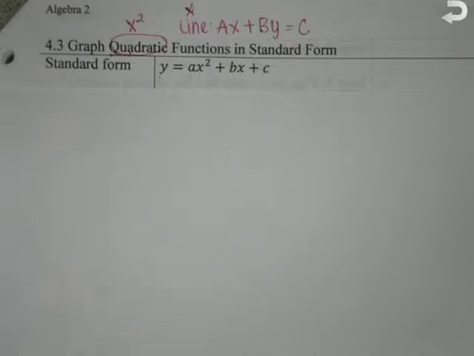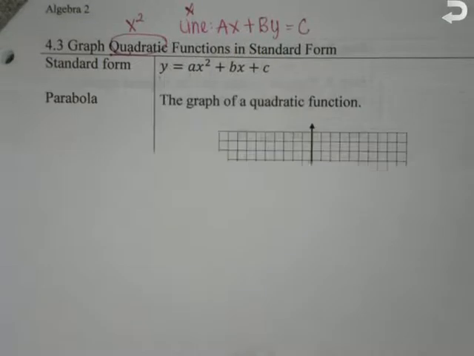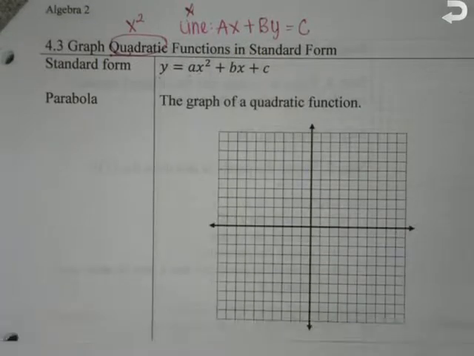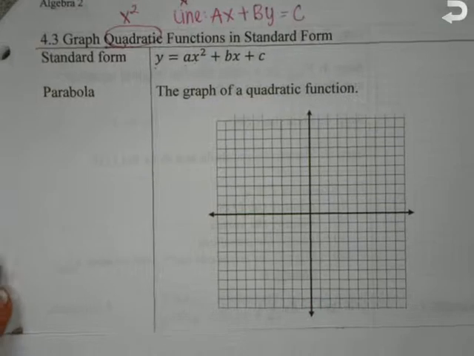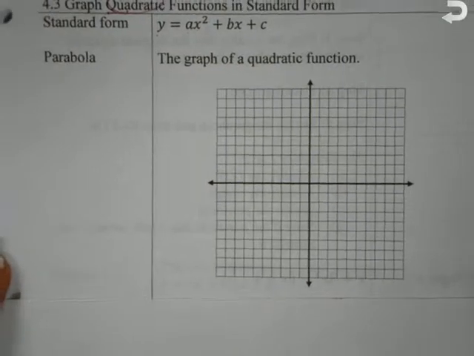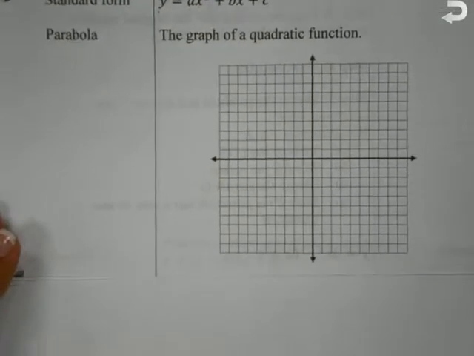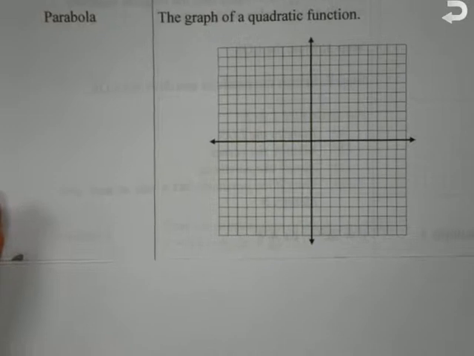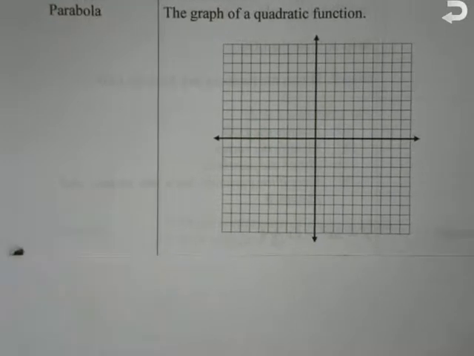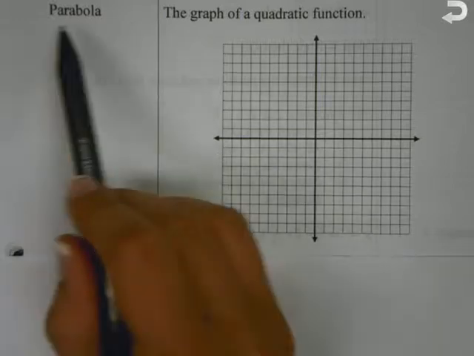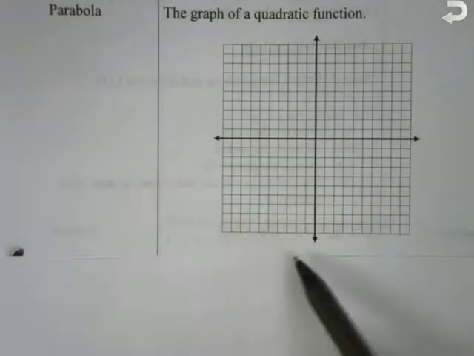So what does a parabola look like? You kind of touched on this in Algebra 1, but we're going to draw a parabola and label some parts. The parabola is the graph of a quadratic function. That's what it's called. It's not a line, it's a parabola. And anytime we have an x squared, your graph is going to look something like this. So write out the definition of parabola and draw a set of axes.